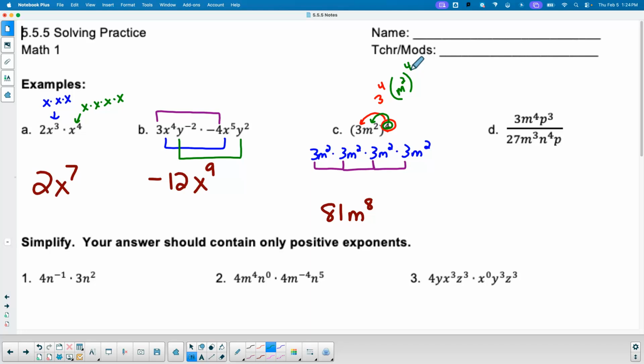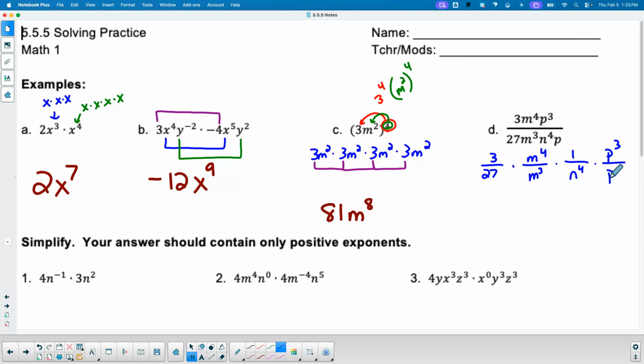When you have it in fraction form, you can break it up into all of the parts. So this would be like 3 over 27 times m to the 4th over m cubed times 1 over n to the 4th times p cubed over p. So I broke it up into numbers and letters. And then you reduce those fractions as is.